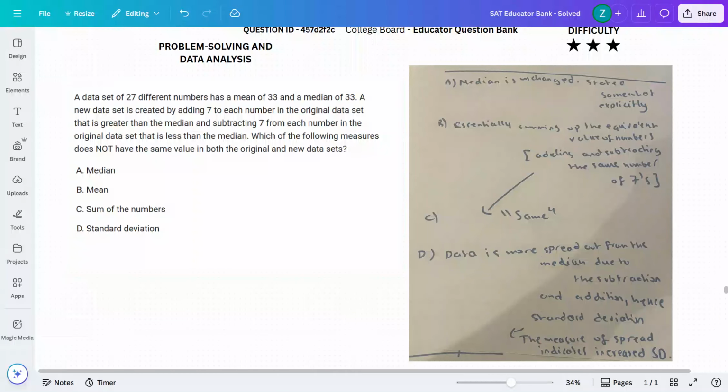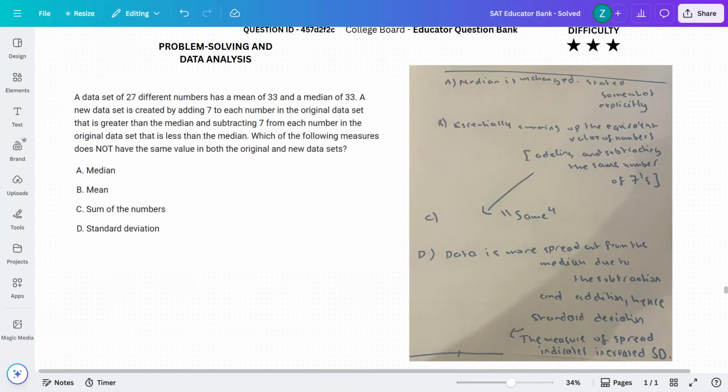In today's video we're solving yet another real SAT math question from the official College Board Educator question bank. This one with ID 457d2f2c. Now a data set of 27 different numbers has a mean of 33 and a median of 33.